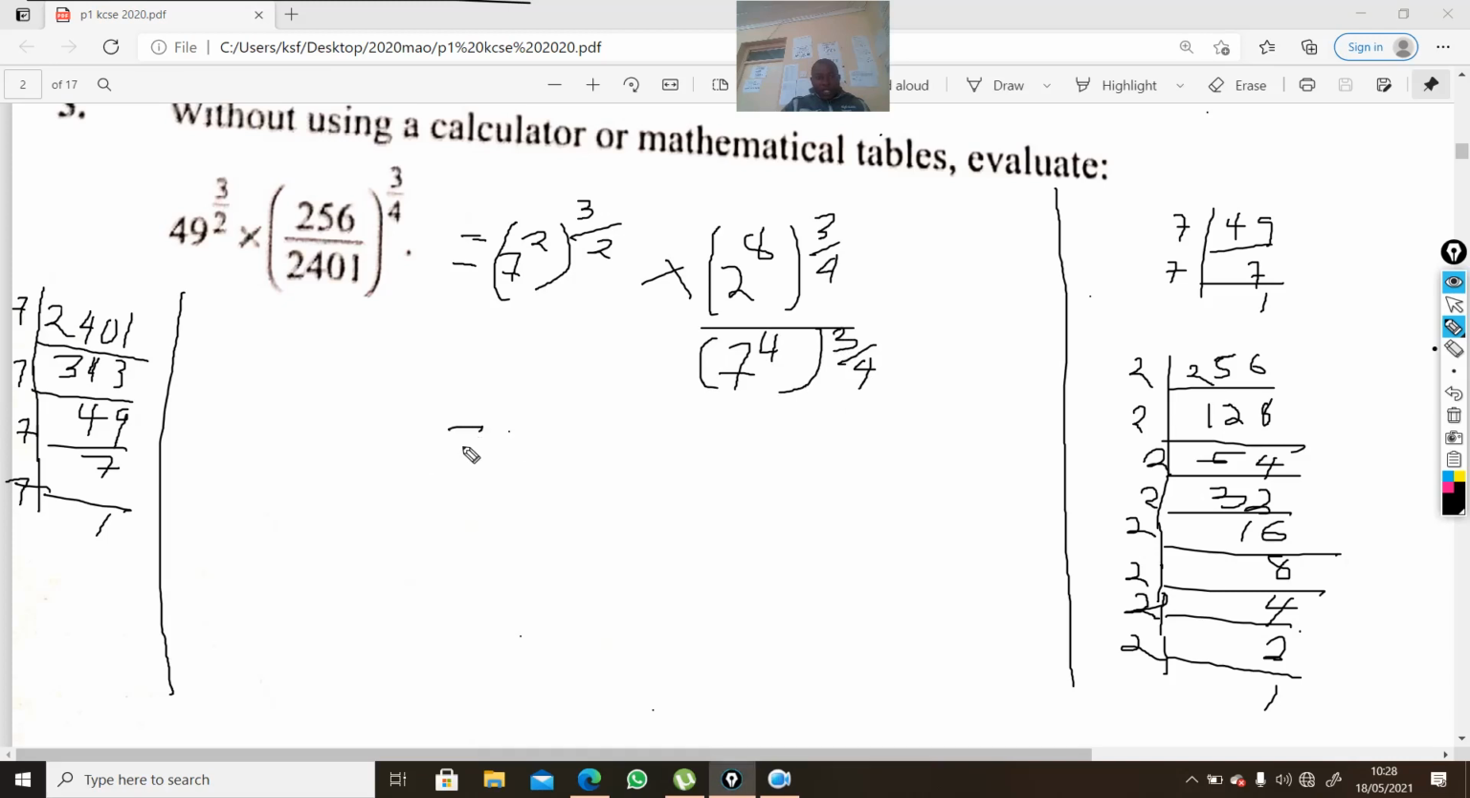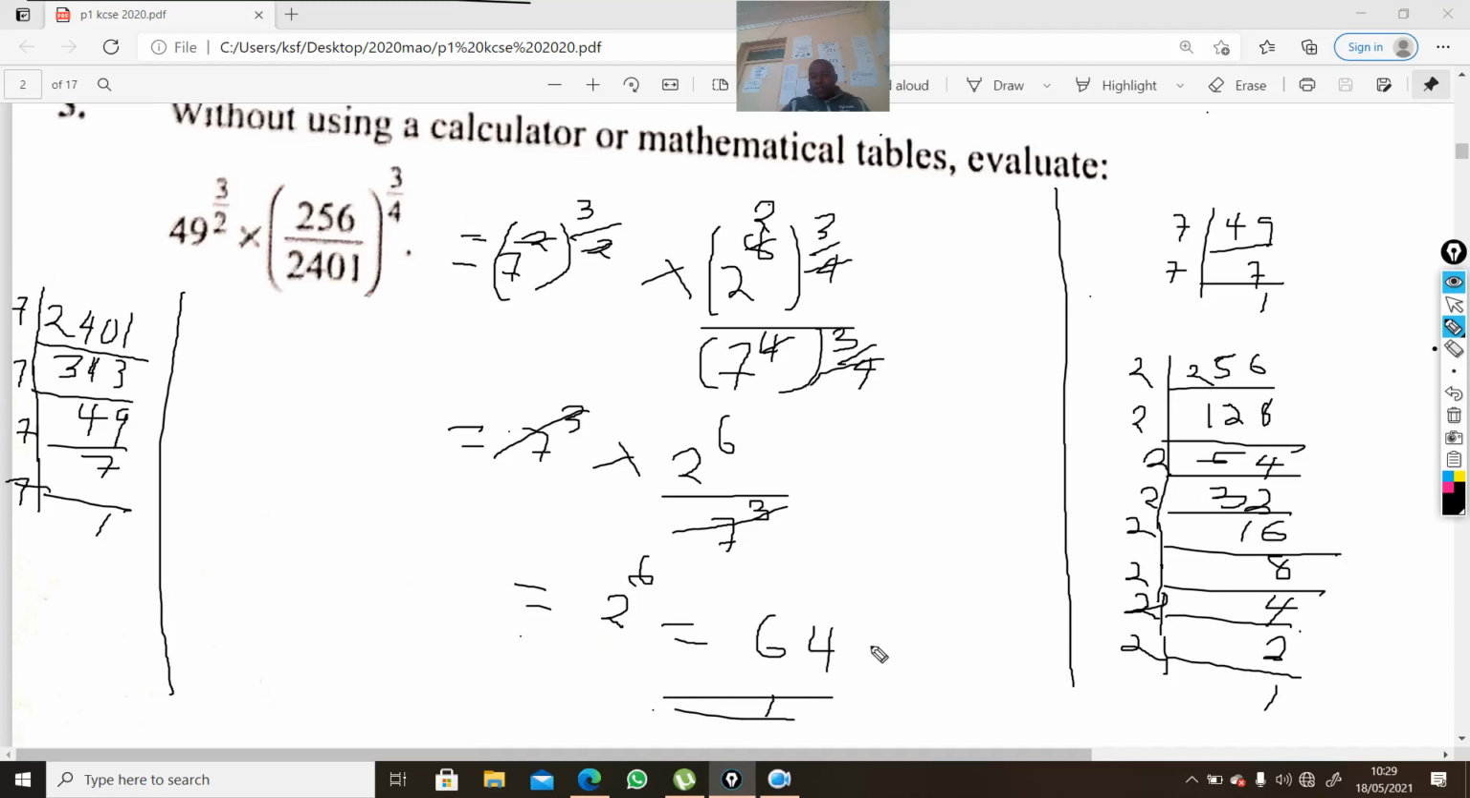So from there you just simplify this 2 and the 2, then we shall remain with 7 cubed. So we remain with 7 cubed times this 4 comes here 2, so 2 times 3 gets 2 power 6, then all over 7 cubed. And remember 7 cubed and 7 cubed can cancel, so my answer becomes 2 power 6, which is the same as 64.